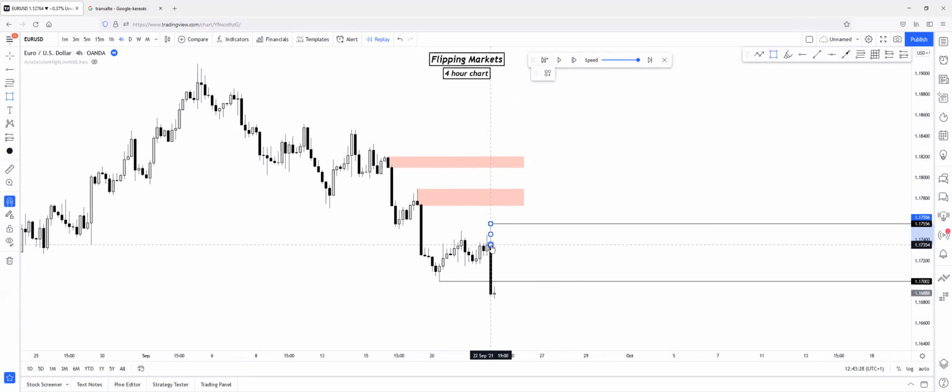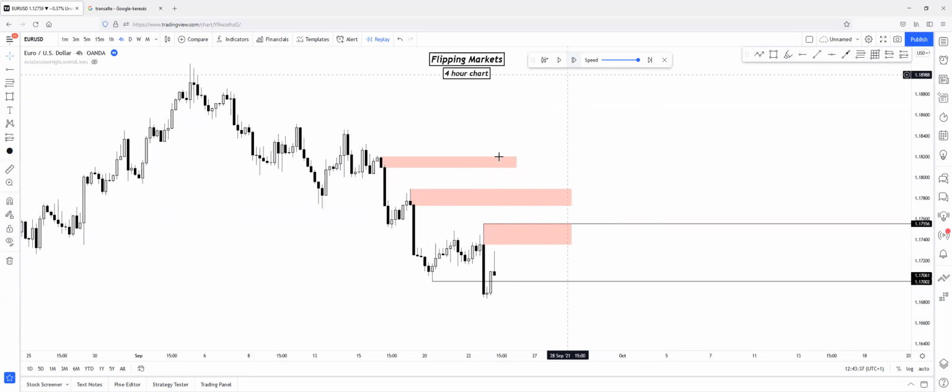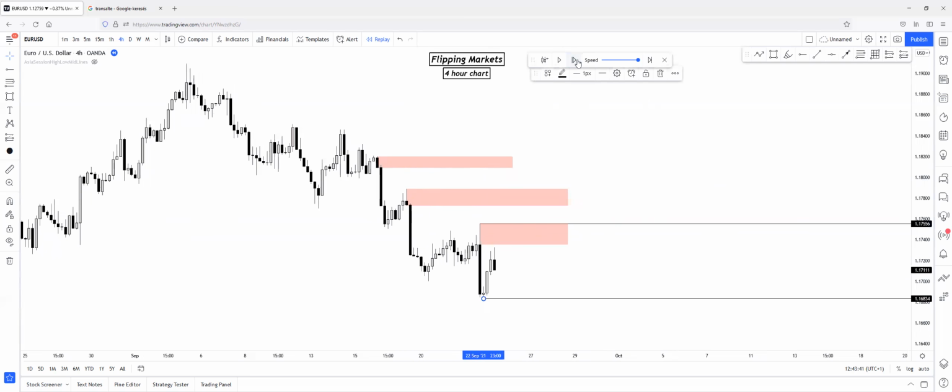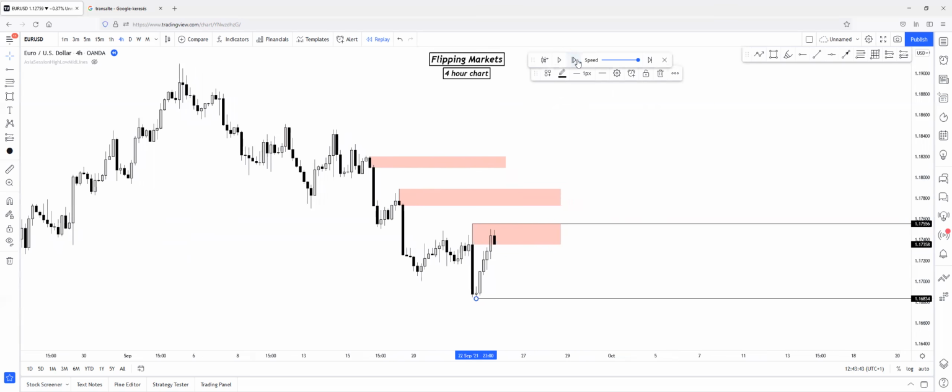I will use the wick, but I will explain later why I used the wick in the wick explain video. Okay, let's just continue. As you can see, price created a new low, which is right here. We are waiting for a pullback. Price tapped the zone.